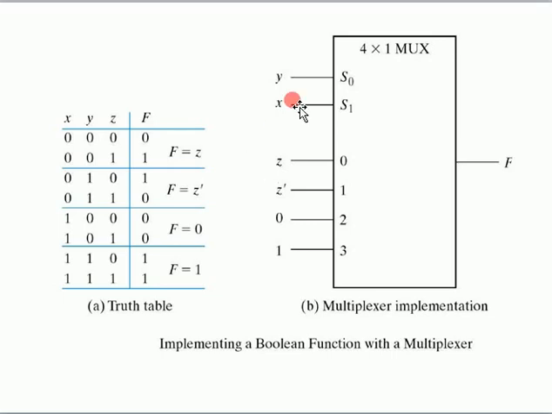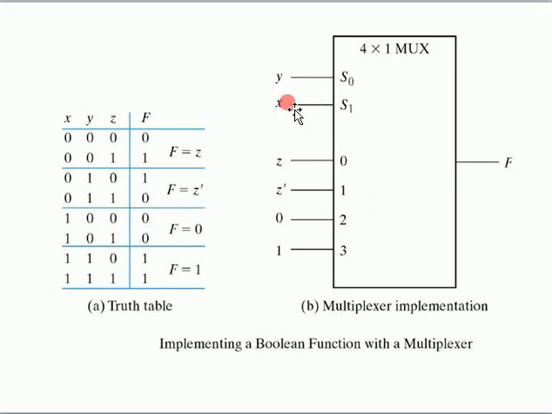Now one more thing that you have to notice: when the select lines are 0 0, the output will be z. First of all this will be selected as 0 and here we will have the input z. Here you see 0 0 and here again 0 0, so when we have 0 0, this one will be selected. In the next we have 0 1 and here again 0 1. When the select lines are 0 1, then f is equal to z complement, so at 1 we have z complement.